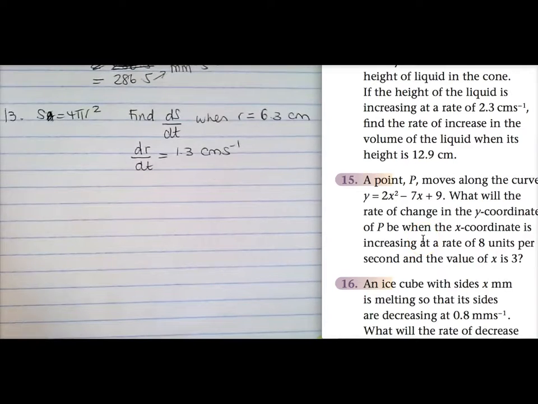What's this asking? This is the change in the y coordinate with respect to the x coordinate. A point P moves along the curve. What will be the rate of change in the y coordinate of P? It must be dy/dt, when the x coordinate is increasing at the rate of 8 units per second. It is with respect to time. How do you know? Because the x coordinate is increasing at 8 units per second. So dx/dt is 8. You substitute x is 3. They want you to find dy/dt.